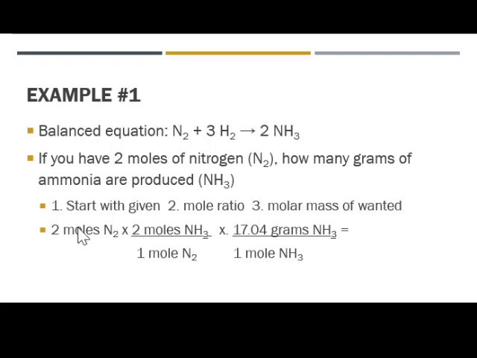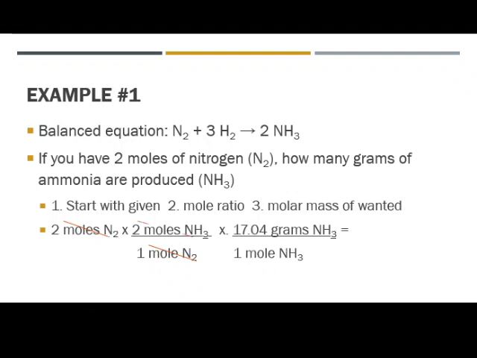Well, since I now have canceled my moles of nitrogen, I am now in moles of ammonia. So now these are the units I have. So I'm going to put them on the bottom. So moles of ammonia. And remember, the other unit in our molar mass is grams. If you do not remember how to calculate the molar mass, please go back to those videos to refresh yourself. But I calculated it here. There are 17.04 grams of ammonia in 1 mole of ammonia. And this is calculated from the periodic table.